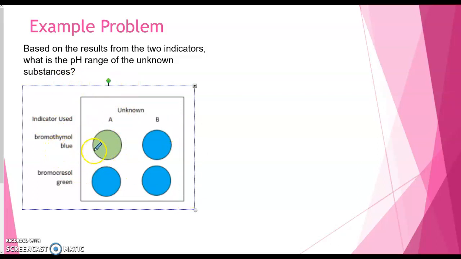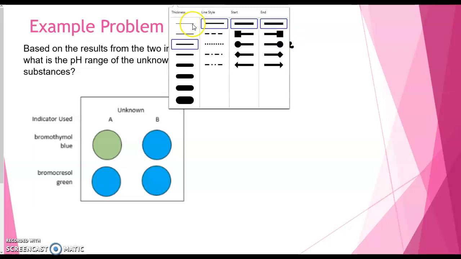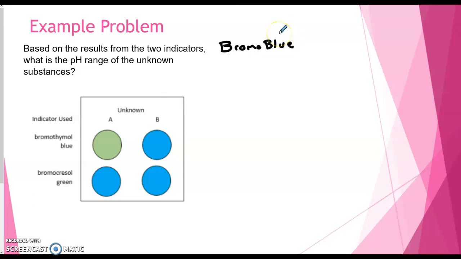So bromothymol blue has a range. I'm just going to write it as bromo blue, just shorten that up for you a bit. Bromo blue has a range. We just talked about it, and on your periodic table, it goes from 6.0 to 7.6, and that's yellow to blue.